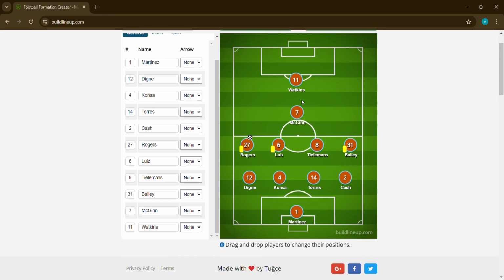Today we'll be talking, and I will be describing, in my opinion, what Unai Emery could have done with this lineup or this team of players for Aston Villa against Chelsea.